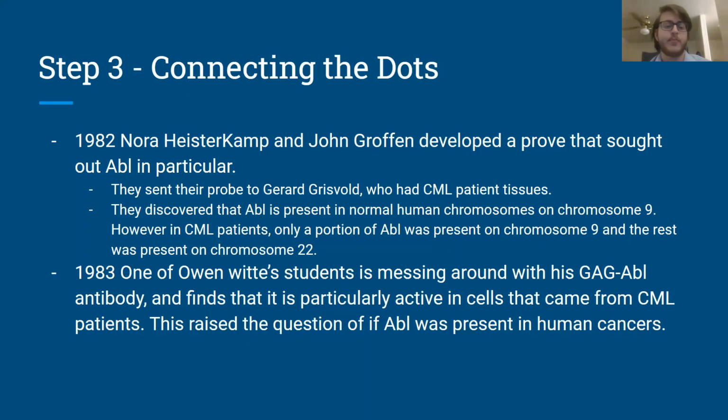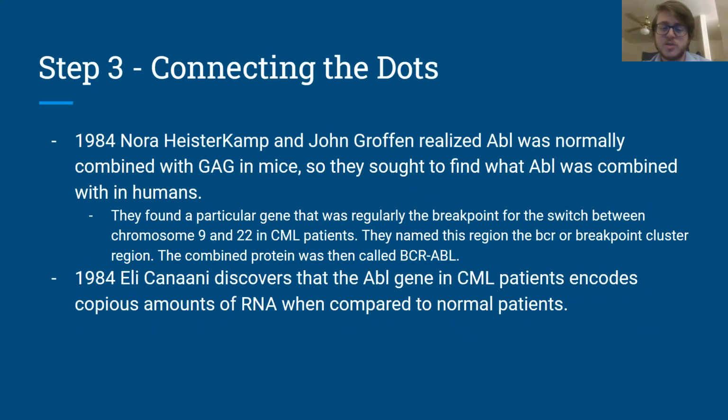And that's that translocation. And then a year later, Owen Witt's students, and Owen Witt was the one who isolated GAG-ABL, one of his students was messing around with the GAG-ABL antibody, which is what Witt used to isolate GAG-ABL. And he finds that it's particularly active in cells that came from CML patients. So one year apart, they're finding that ABL is present in human cells, and it's different in CML patients. And that difference is where the translocation is.